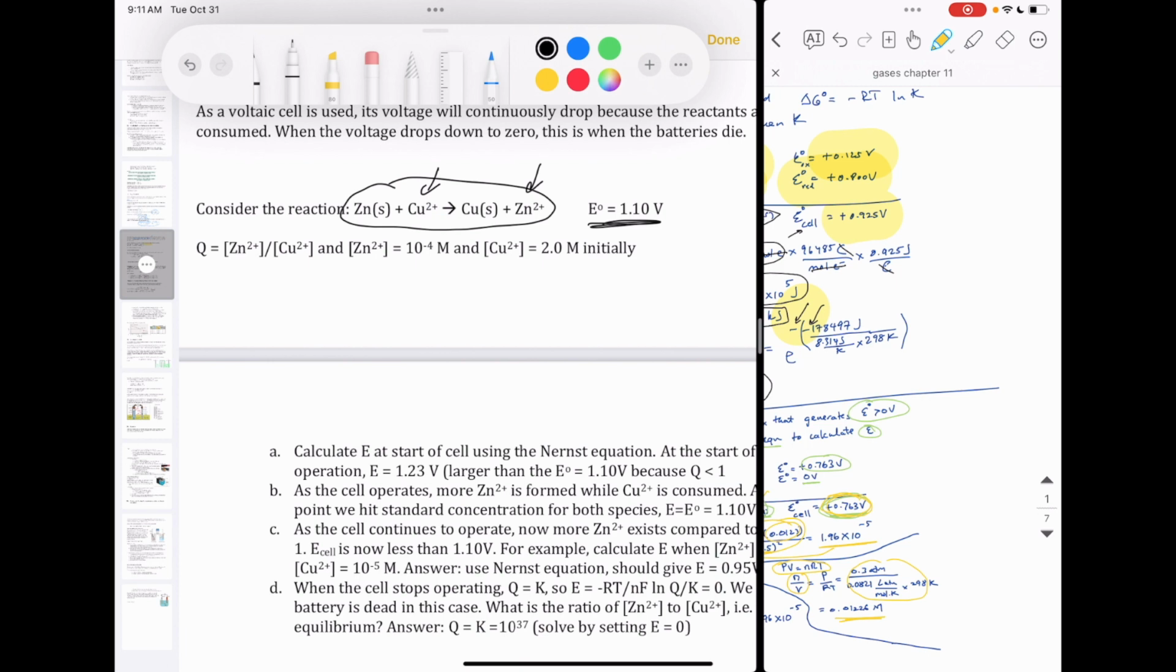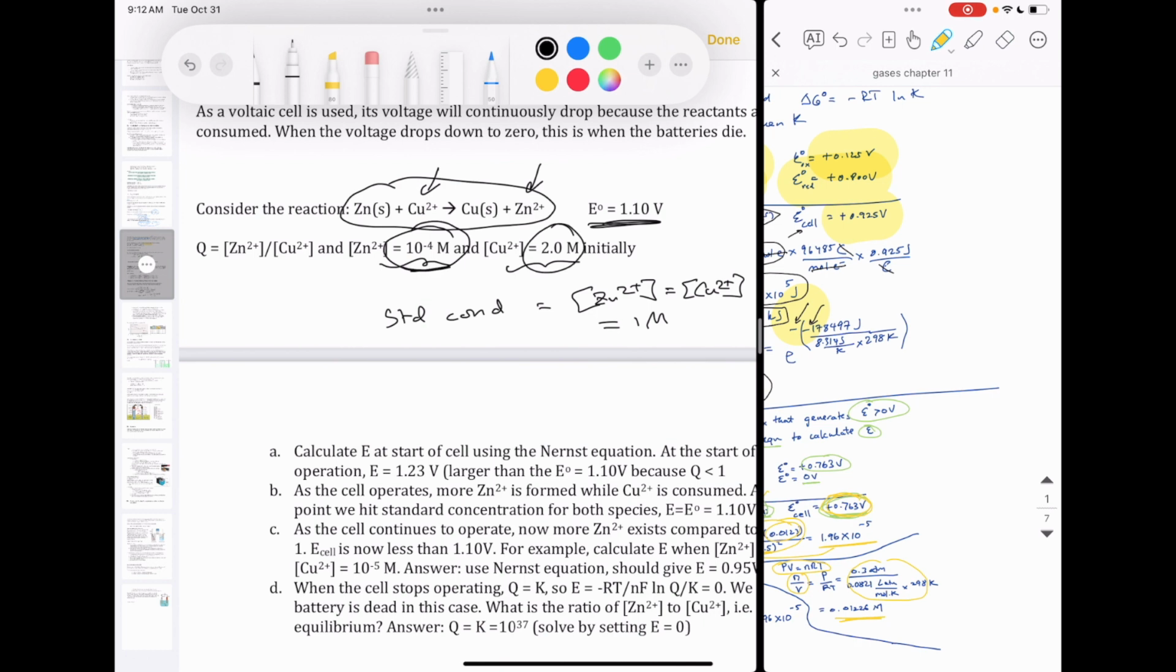So the concentration of the copper and the concentration of zinc ions are both at 1 molar. But let's say we're starting with a battery where the zinc is at 10 to the minus 4 molar and the copper is at 2 molar. Remember that standard condition, both of these are at 1 molar, right? That's the meaning of standard condition. It's like aqueous solutions are at 1 molar concentration.